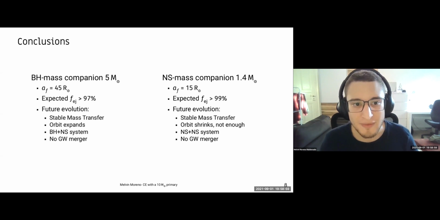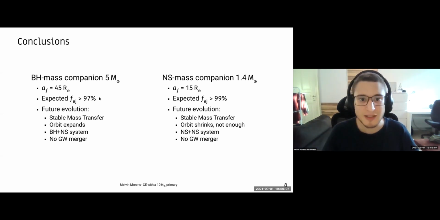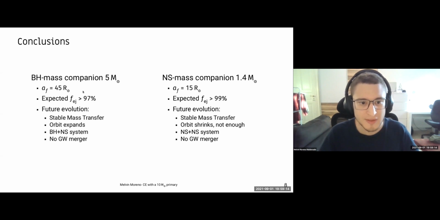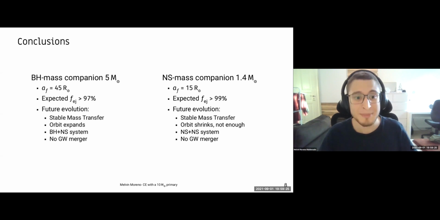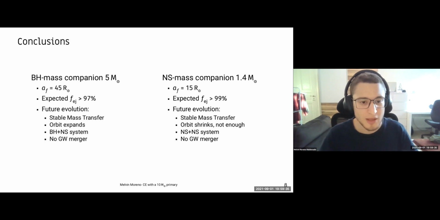So here I just have again the conclusion slide. I quote again my final orbit and my ejected mass that I expect in these two systems, and then taking these final radii, what can we say about the future evolution of the system? So both systems will have a stable mass transfer phase. In the case of the black hole, because of the mass ratio, the orbit will actually expand even further than 45 solar radii. So you will have a black hole neutron star binary system if the system survives the kicks, the supernova kick and so on.